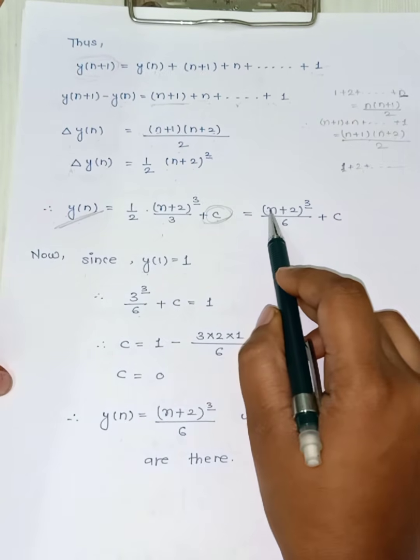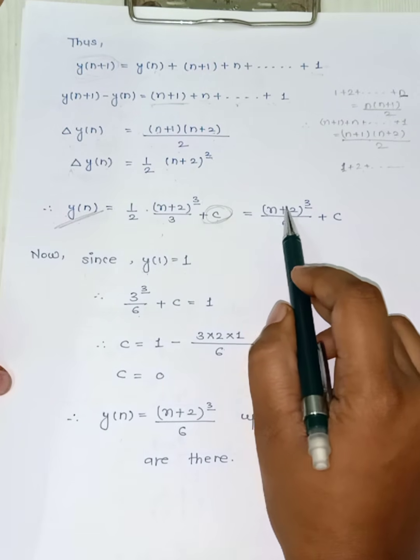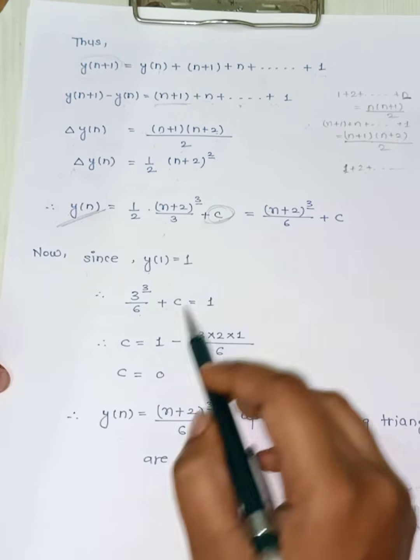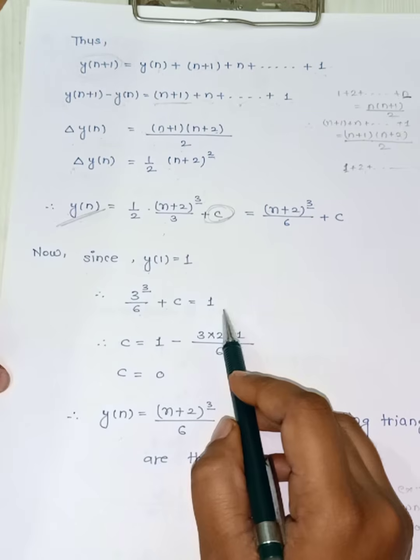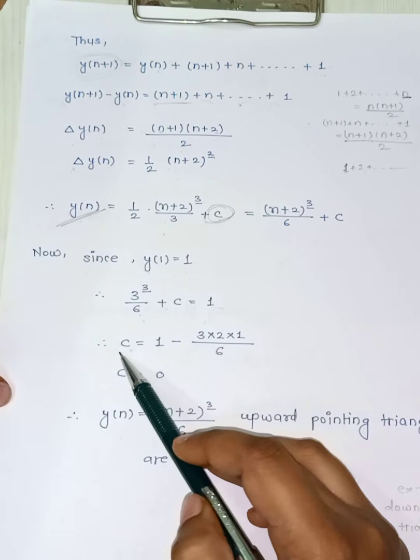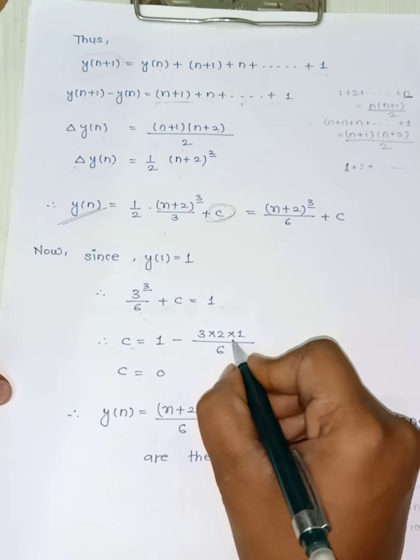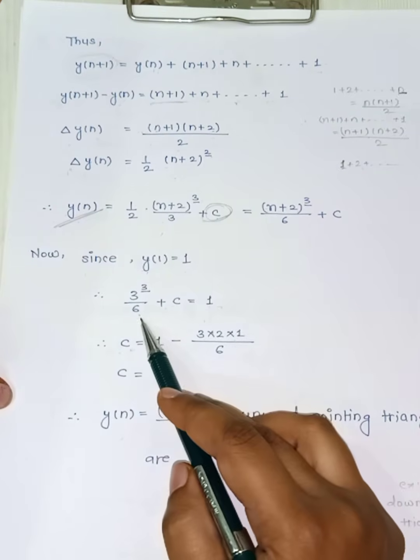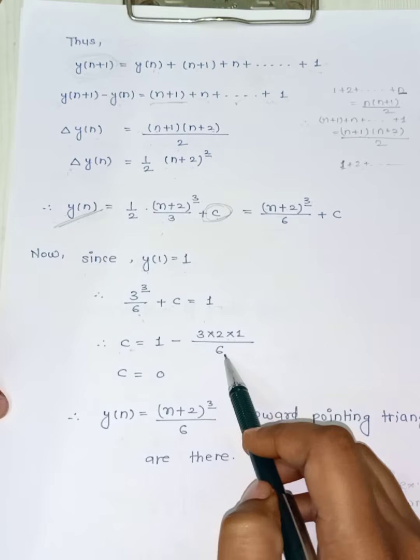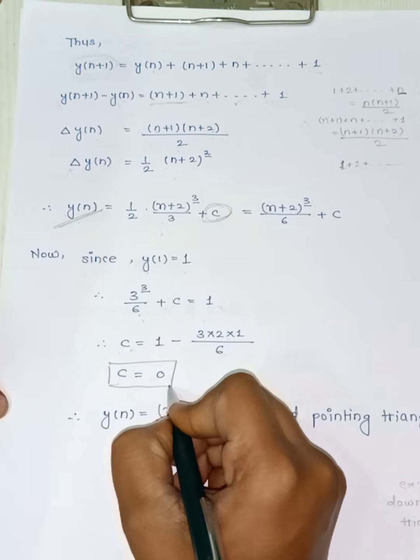Here in place of n we will put 1, so n plus 2 becomes 1 plus 2, that is 3 to the falling 3 by 6 plus this c equals 1. So what will this give? c equals 1 minus 3 into 2 into 1 upon 6. That is 3 into 2 is 6, into 1, 6 by 6 is 1, and 1 minus 1 is 0. So we are getting c equals 0.